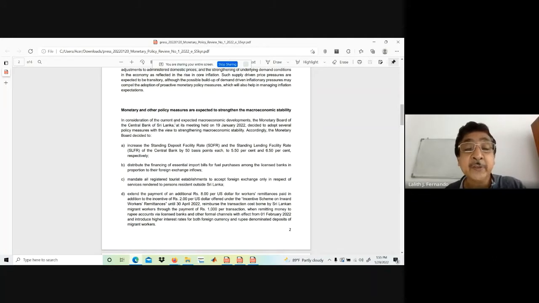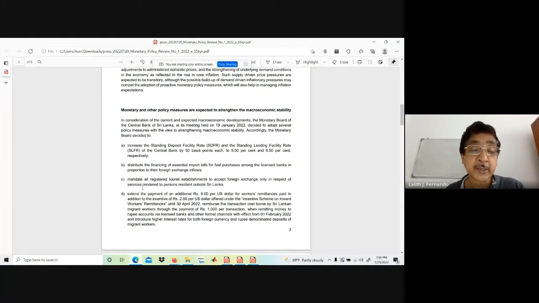So I will just discuss about it. In consideration of the current and expected macroeconomic development, the Monetary Board of the Central Bank of Sri Lanka, at its meeting held on 19 January 2022, decided to adopt several policy measures with the view to strengthening macroeconomic stability. Accordingly, the Monetary Board decided to increase the standing deposit facility rate and the standing lending facility rate of the central bank by 50 basis points each to 5.5% and 6.5% respectively. So the meaning is the standing deposit facility rate has become from 5 to 5.5 and standing lending facility rate from 6 to 6.5. So the increase is 50 basis points.